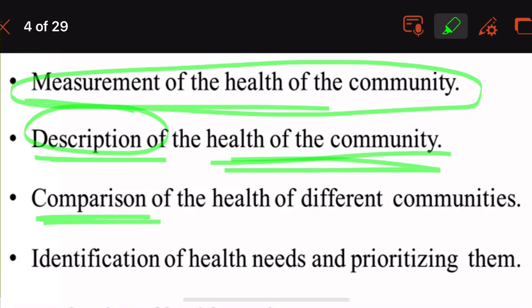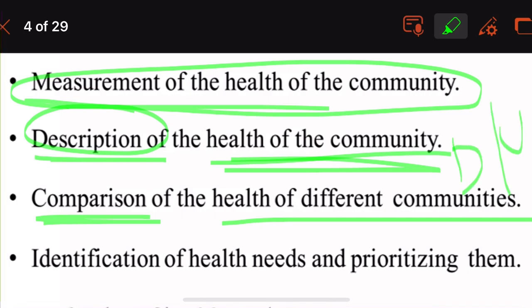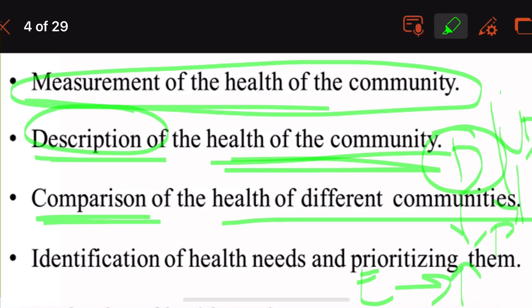It also helps in the comparison of the health of different communities. Let us see, in a developed country, the life expectancy will be high, the economic status will be good, so the health services will be good. Whereas in developing or underdeveloped countries, poverty prevails, the socio-economic class is lower, and the life expectancy is low because they cannot access the health services. So it also helps in comparing the health of different communities.